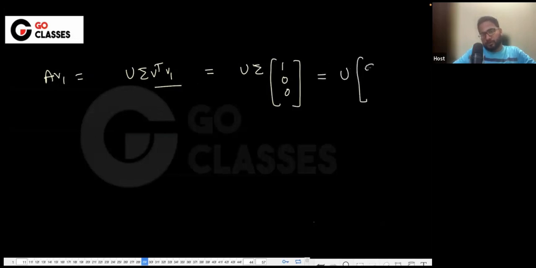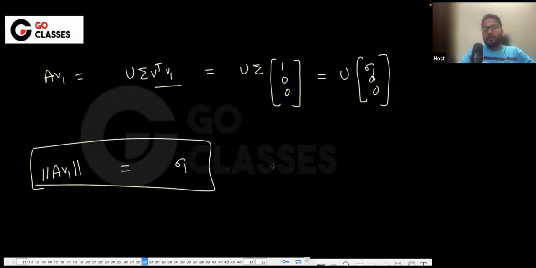So what is this V transpose v1? This is just one, all zeros, isn't it? Right? So this is just U sigma times one, all zeros. And then if you multiply with this, it will be U sigma 1, all zeros, right? And then this sigma 1 will get multiplied with this matrix U. Or maybe, if you want, from here itself you can find out the length of A v1. It will be sigma 1 only.